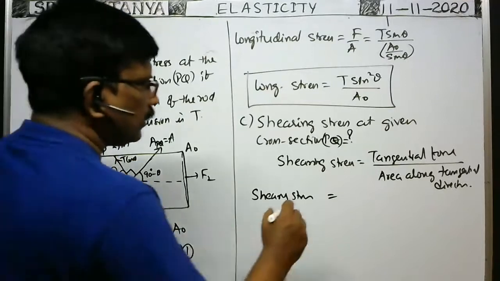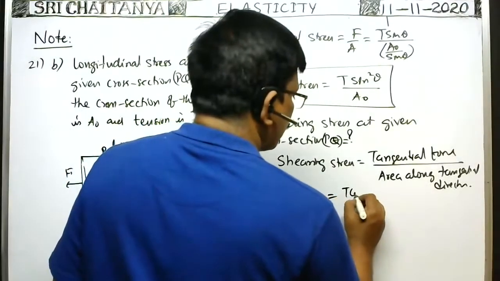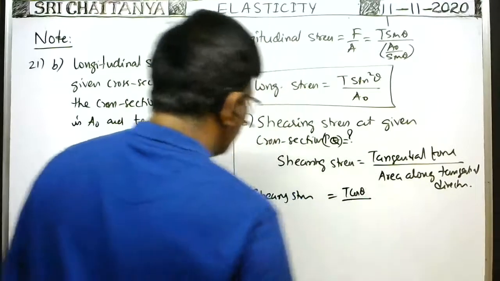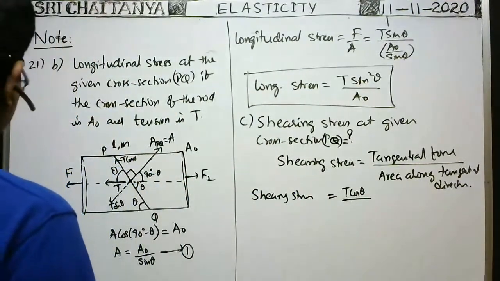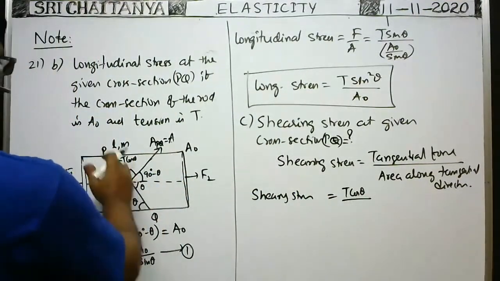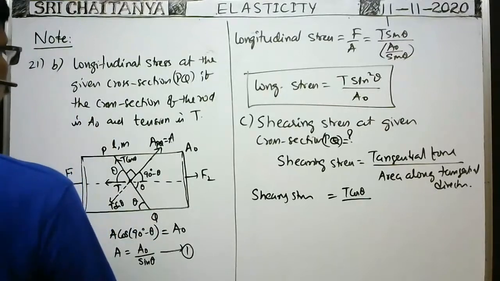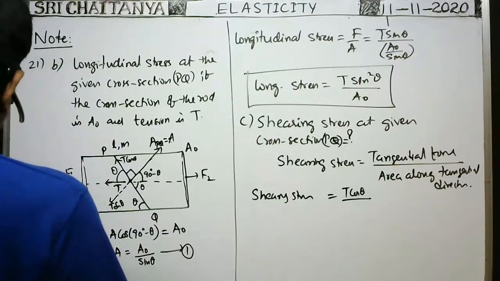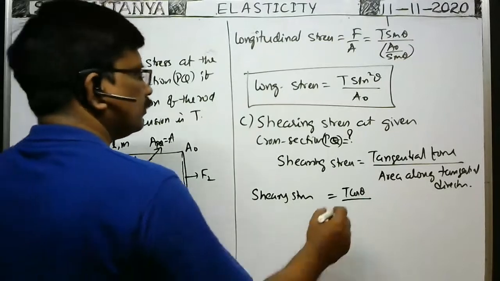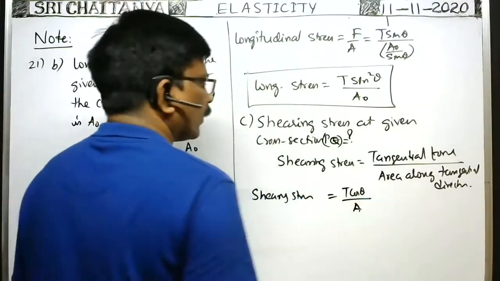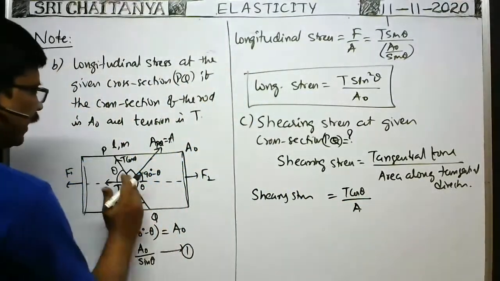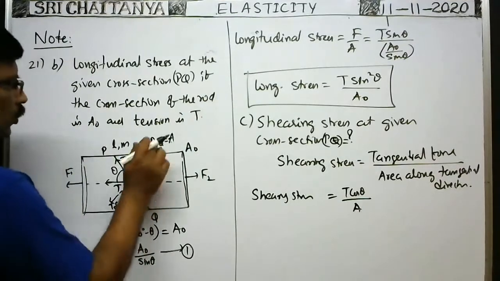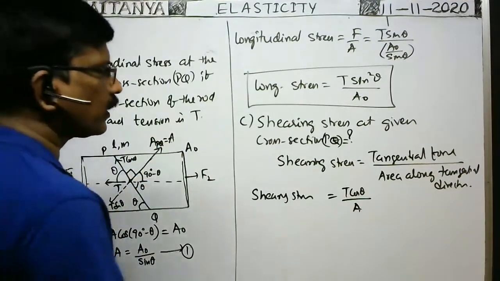That's why T cos theta. Tangential force is T cos theta along the tangent to the surface, divided by the area along the tangential direction. What is this area? The total area is equal to A itself. Area along the tangential direction means this total area. The total area is taken as A only.